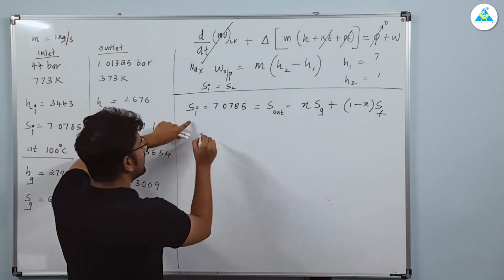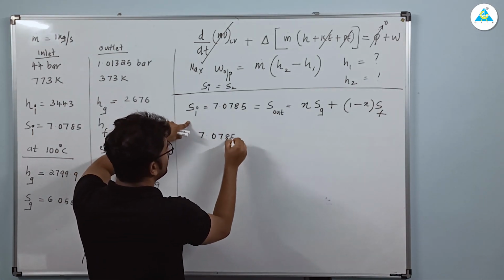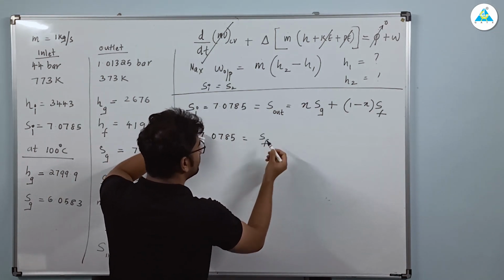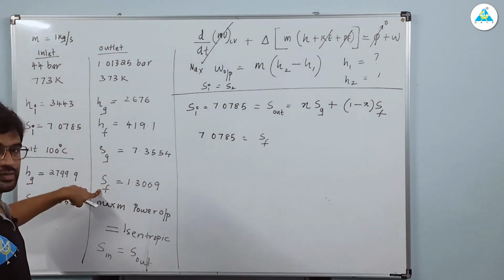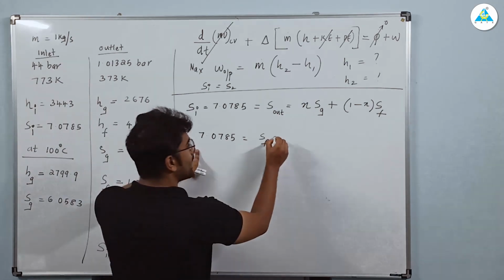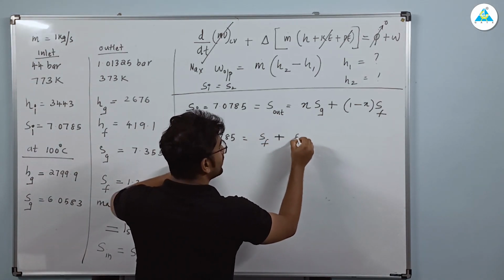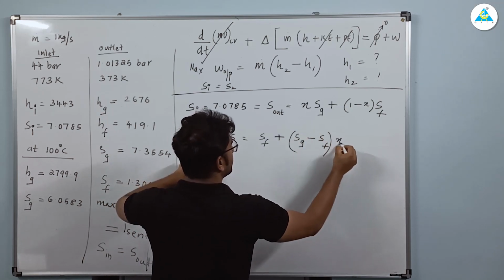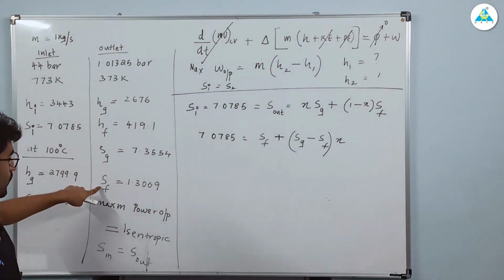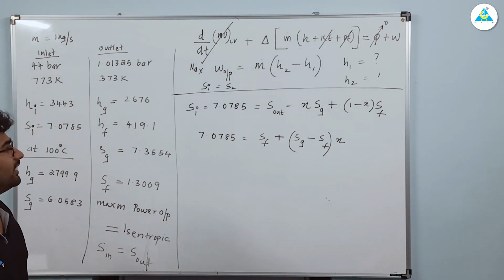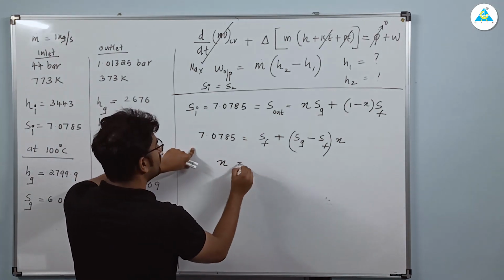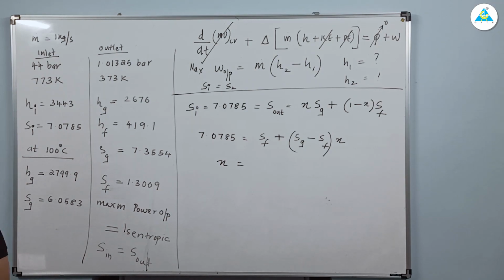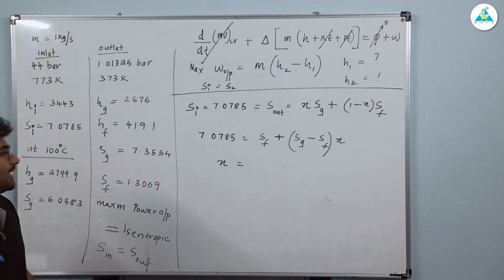Simple, solve this. That is, 7.0785 is equal to the entropy of liquid, 1.3069, plus the entropy of the gas minus the entropy of the liquid multiplied by X. You know the entropy of the gas and the entropy of the liquid. Solve and find the value of X. So according to the calculation, your X will be 0.9542.